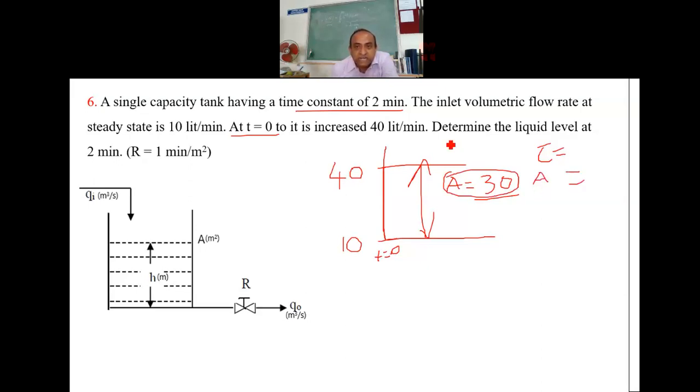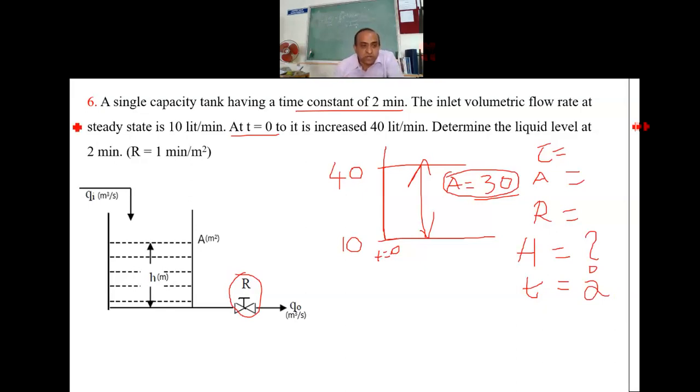What is asked? Determine the liquid level at 2 minutes. R is given, please look. These are the data given. R, the resistance of the wall, is given. So he's asking, what is the liquid level when the time is 2 minutes?